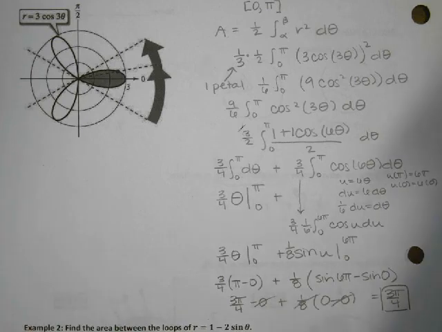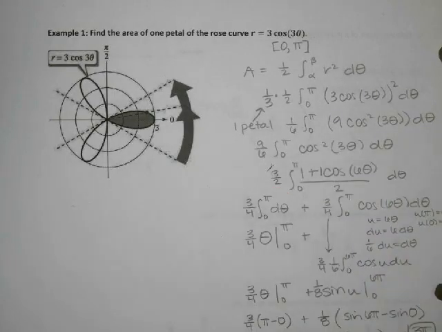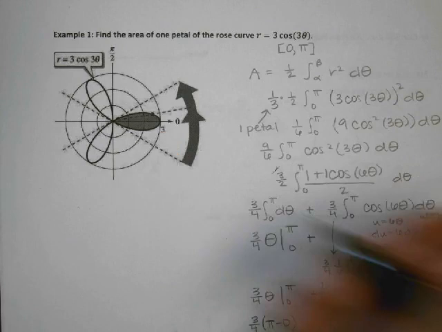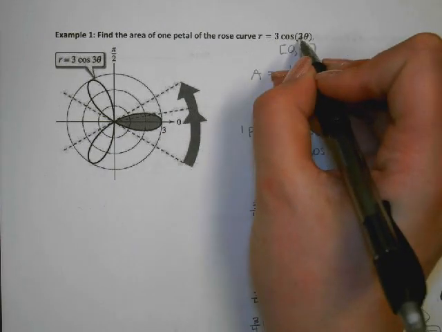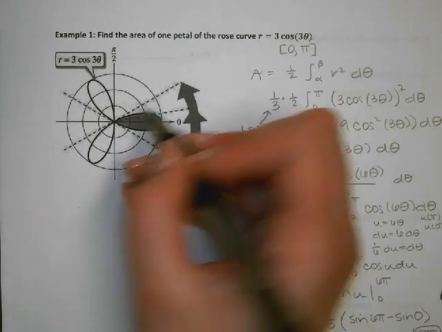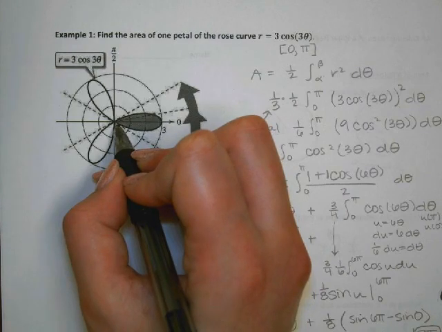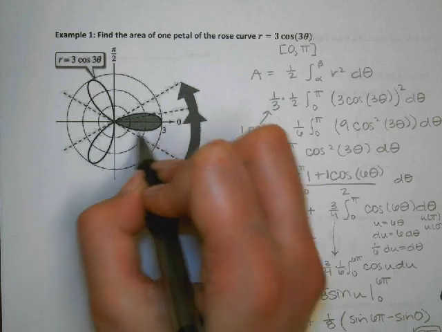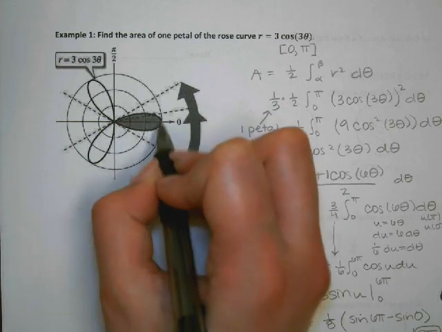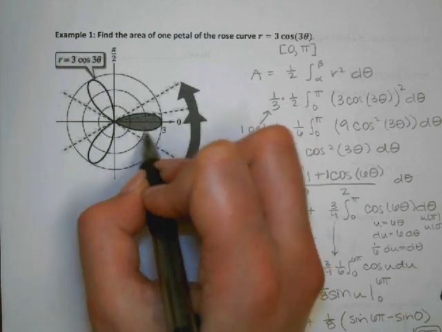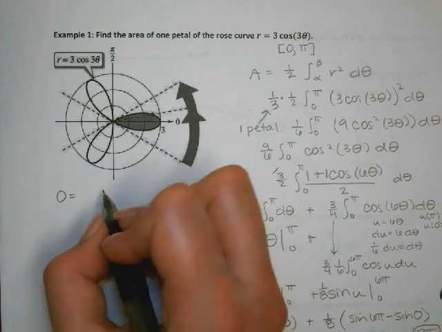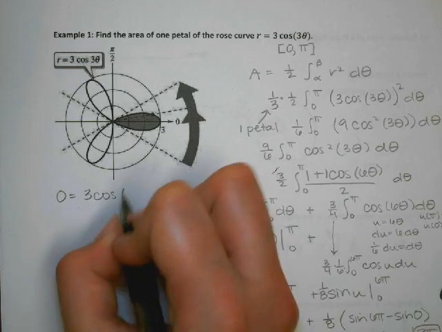Okay, so what we're going to do is I'm going to say if I didn't have a calculator and I had to completely do this by hand and I wanted to find these bounds for the petal, I'm going to take the equation r and set it equal to 0. And the reason I'm going to do that is because the petal is formed by making an intersection at r equals 0. That's how the petals are formed, you have a curve that goes in on itself and hits 0. So I'm going to say 0 equals 3 cos 3 theta.